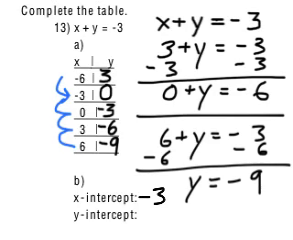And our y-intercept, so that was this one, and our y-intercept is where x is 0. That was also a negative 3. So what do you know?